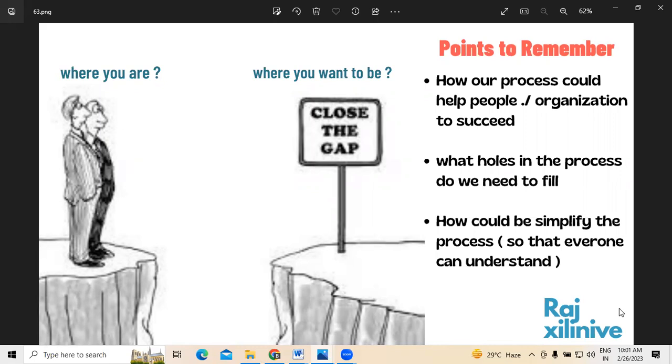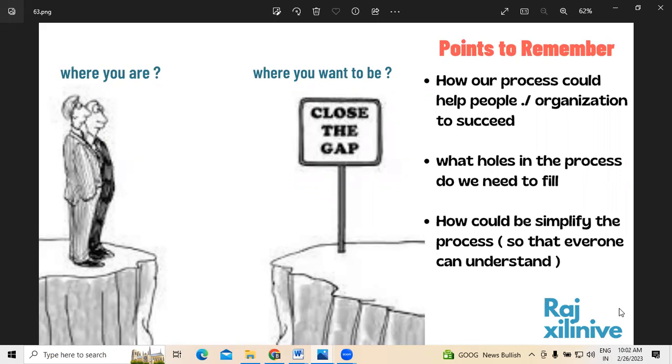Second, what holes in the process do we need to fill? What are the gaps you have identified? Because these gaps could be anything. This gap could be a functional gap. It could be a non-functional one. It could be in security, or something relating to the functionalities, or relating to the user interface, whatever it is, right? So what kind of gaps have we identified? What are the holes? Are the gaps you have identified in the process ones we are required to fill? That has to be identified here.